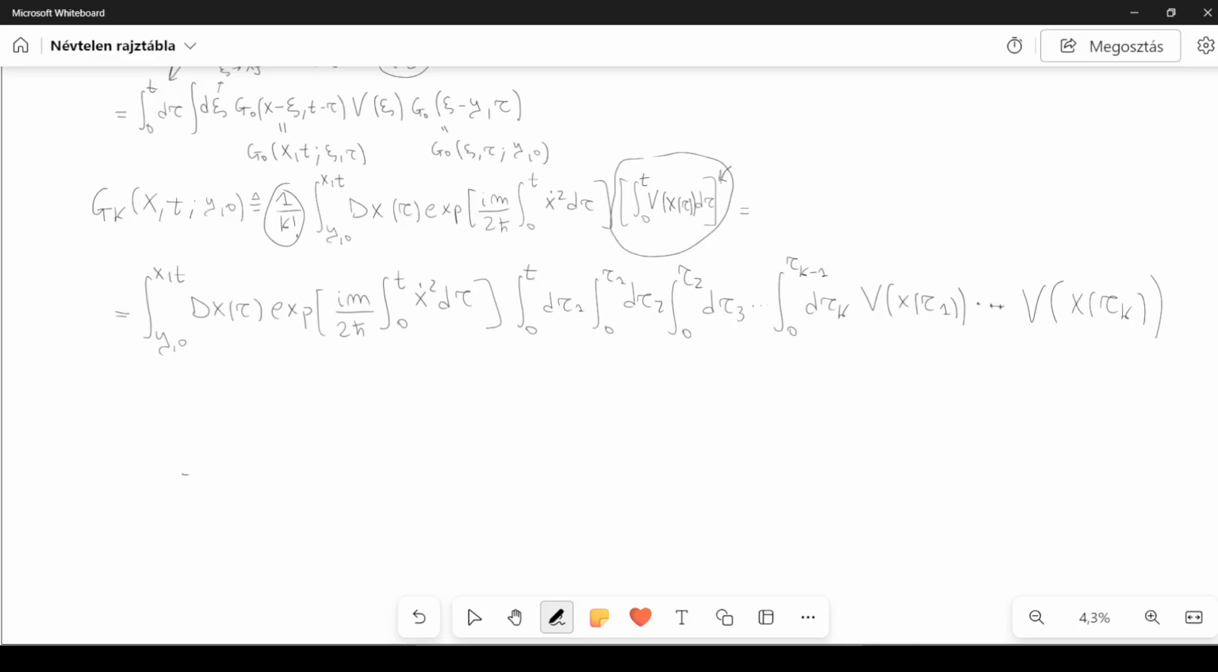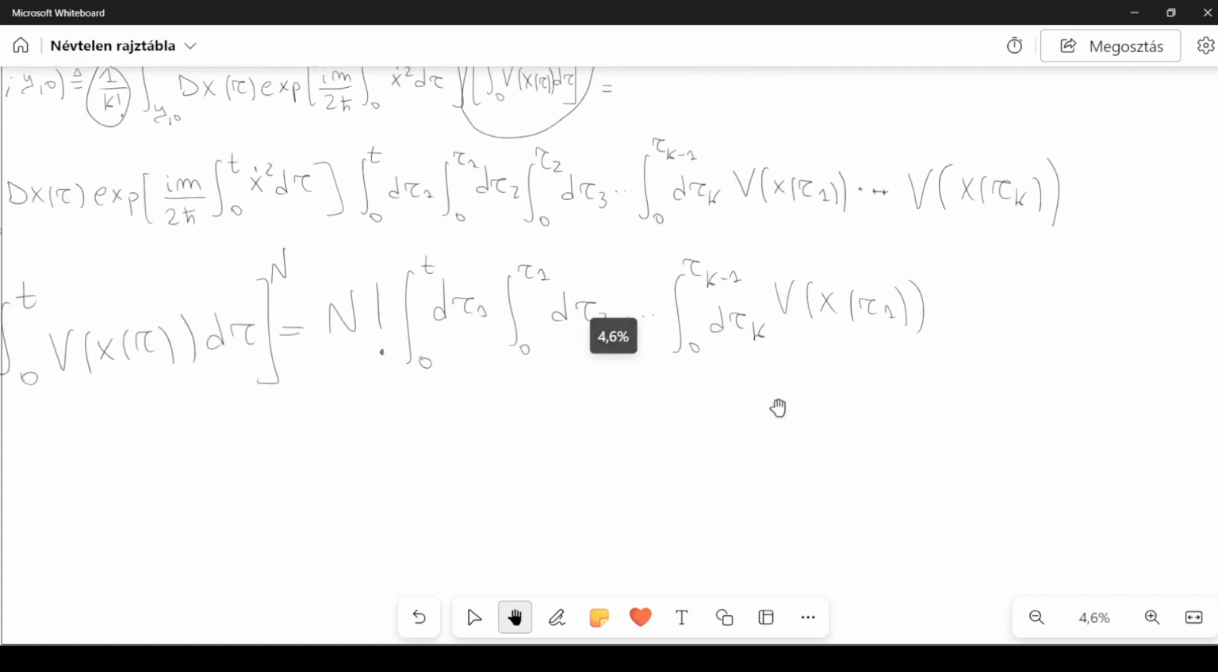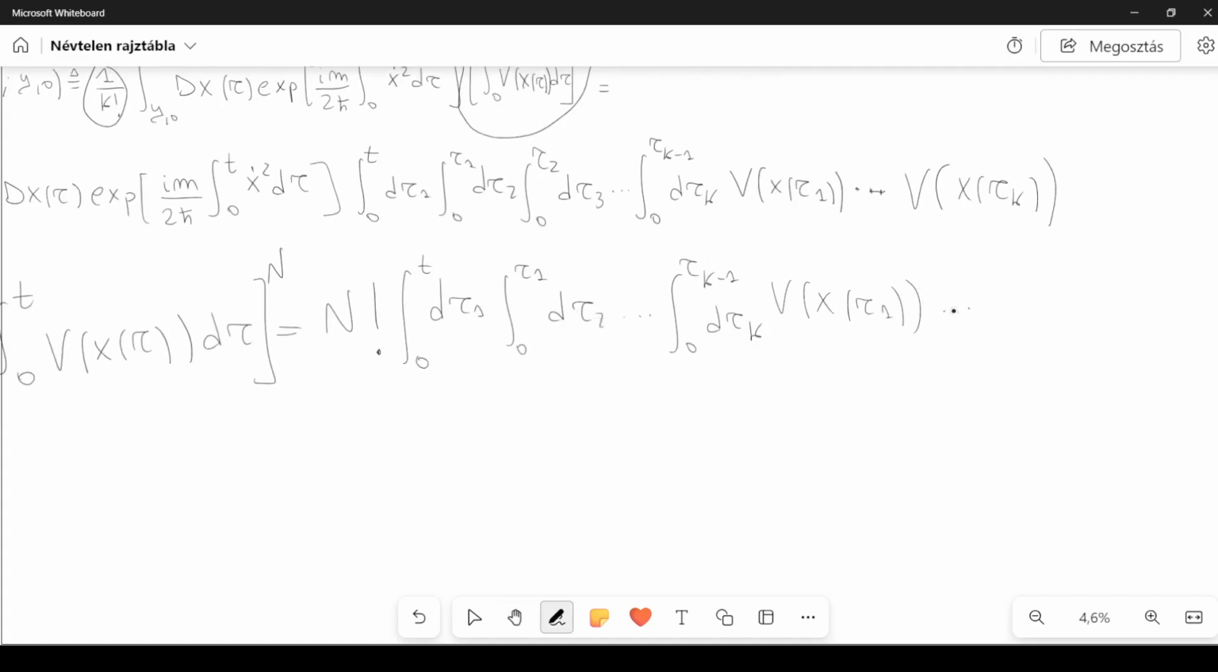Well, it's due to the fact that an integral from 0 to t v of x of tau d tau, in particular the nth power of this, can be shown to be equal to n factorial times integral from 0 to t d tau 1, integral from 0 to tau 1 d tau 2, dot dot dot, integral from 0 to tau k minus 1 d tau k, and then you have these differentials, v of x of tau 1, and then you have v of x of tau k.